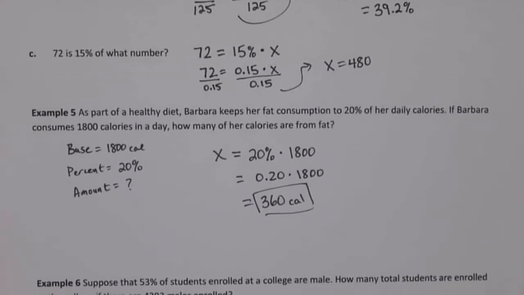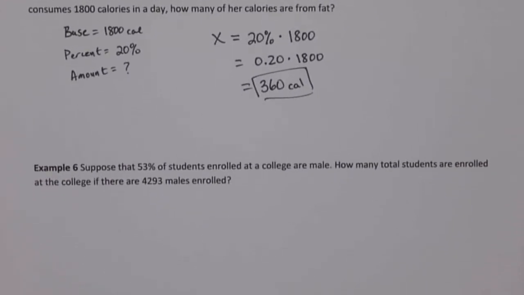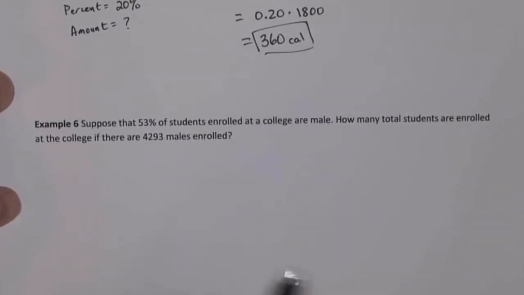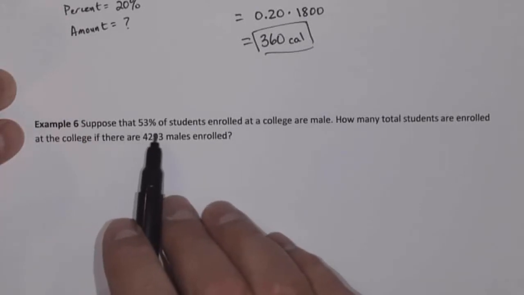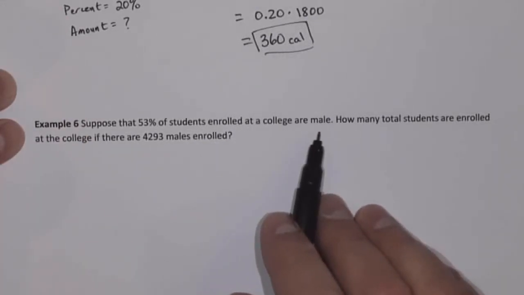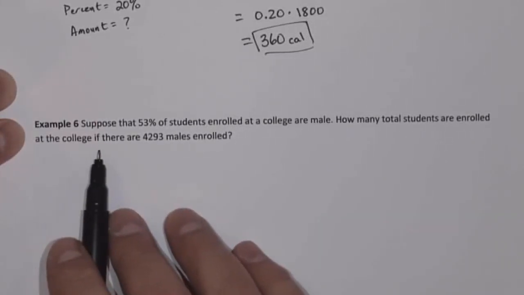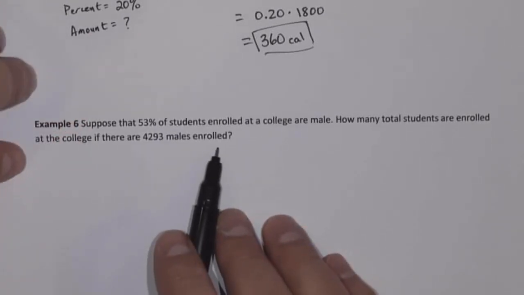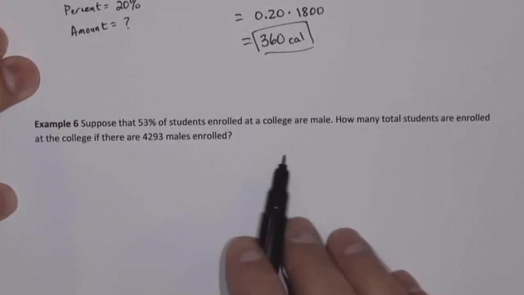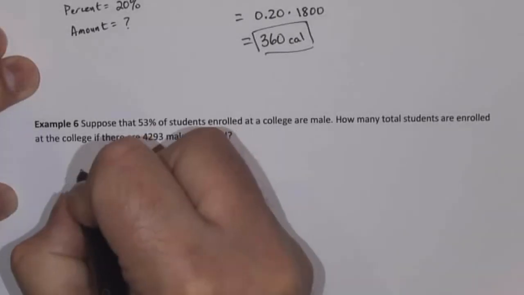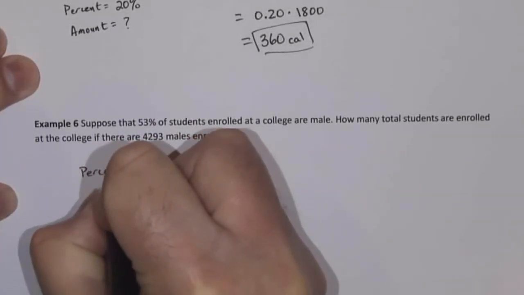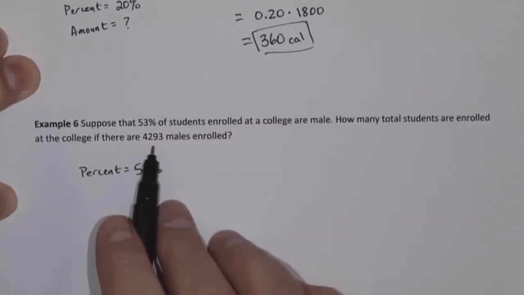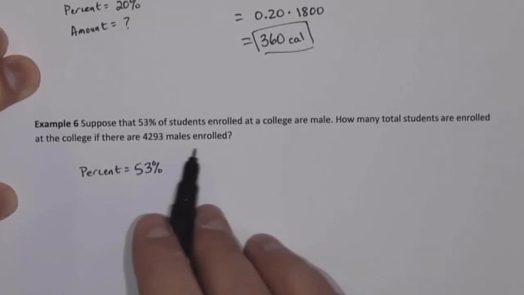Let's look at example 6 on this video, and then we'll end this video and continue on a new video for the remainder. Example 6. Suppose that 53% of students enrolled at a college are male. How many total students are enrolled at the college if there are 4,293 males enrolled? What we're given in this particular case is the percent. So we know the percent is 53%.